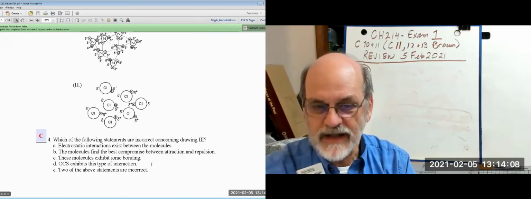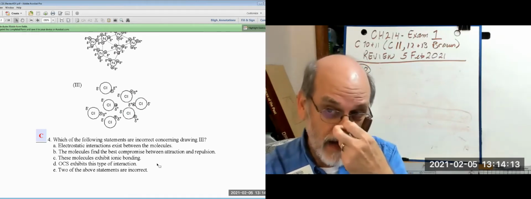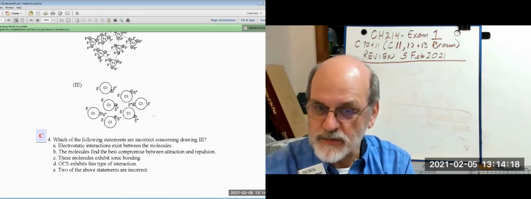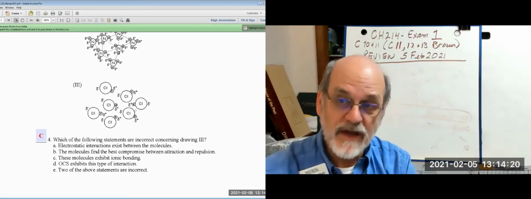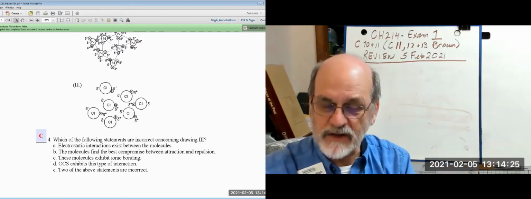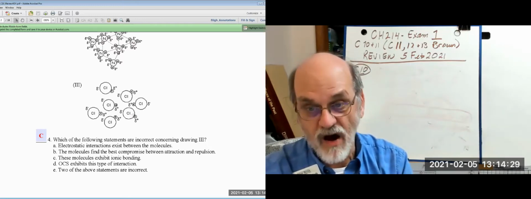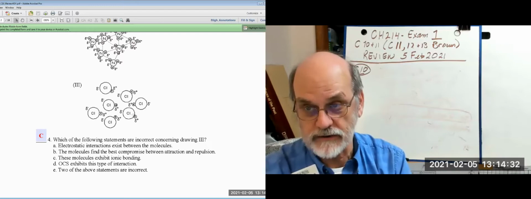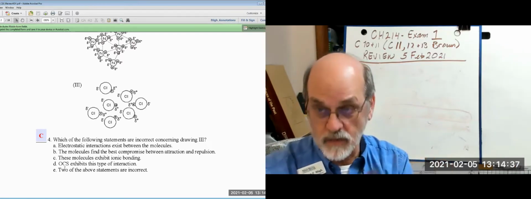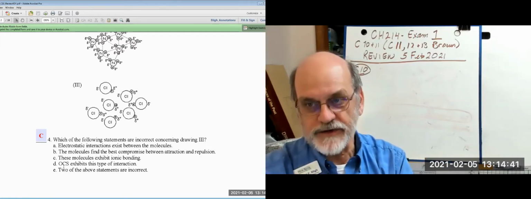C, these molecules exhibit ionic bonding. What would you need for ionic bonding? You'd need separate ions. So you'd have to have an H plus and a Cl minus separate from one another. But they're not. They're bound together, and you only have a slight charge. That does not form an ion. So C is false. Now, in order to eliminate E, we've got to see if D is false also. If D is true, then we've got our answer at C.